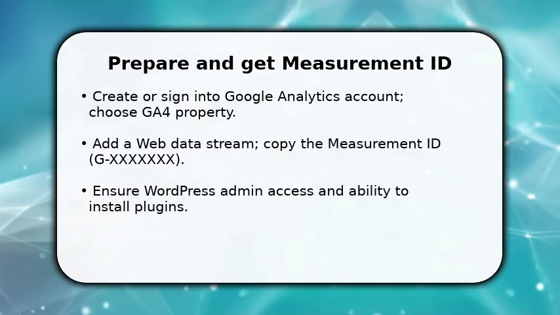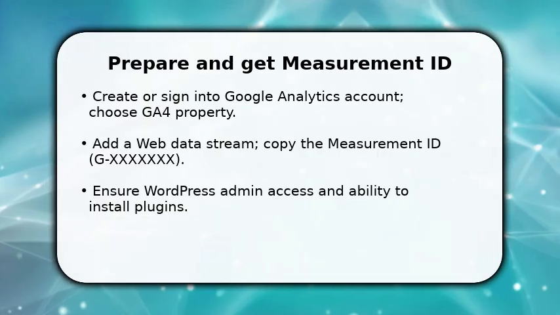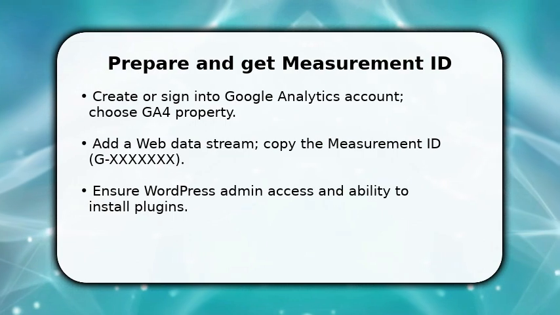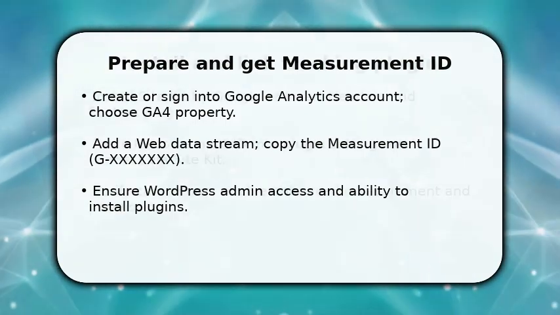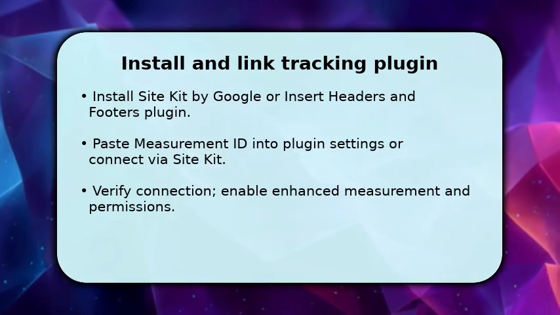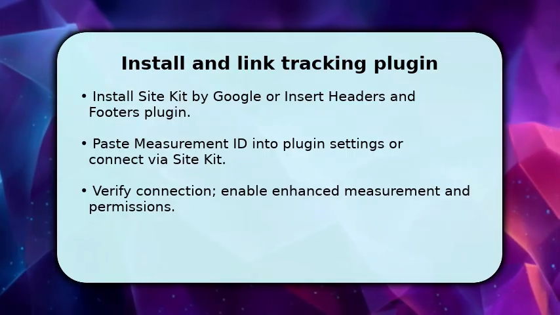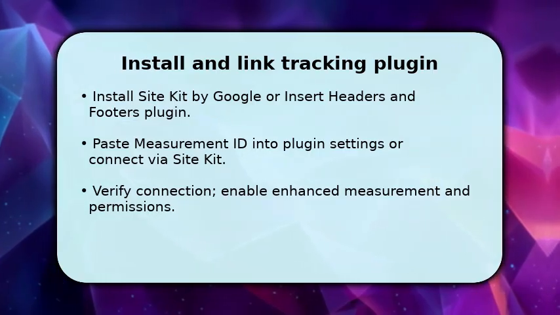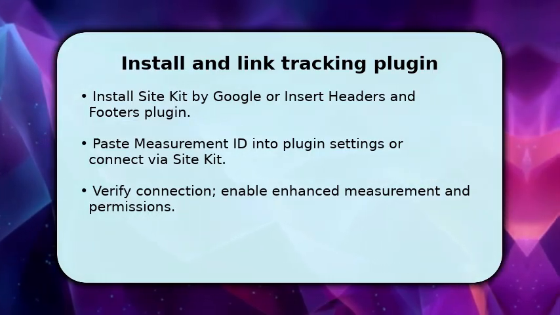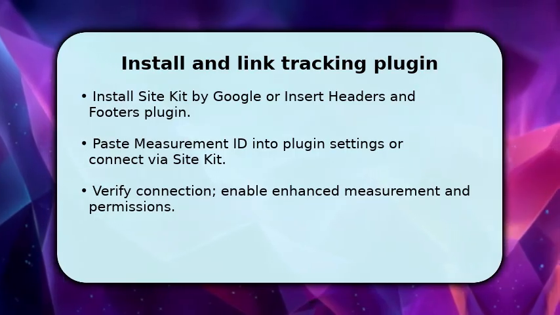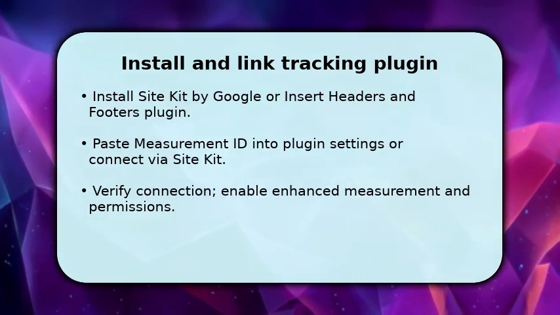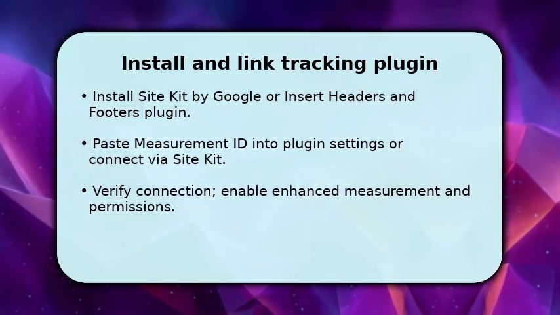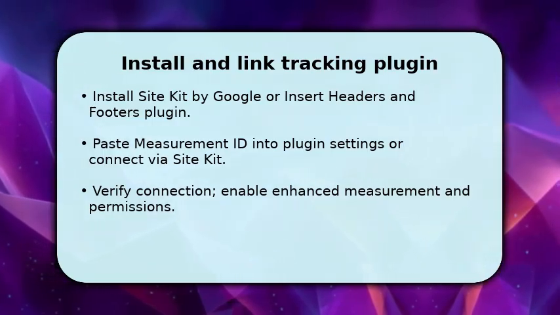After confirming admin rights and copying the measurement ID, move straight to installing the tracking method so Analytics can begin receiving page data. Install SiteKit by Google for the simplest link, or choose Insert Headers and Footers if you prefer manual placement. If using SiteKit, follow its connect steps and sign in to the same Google account. It will detect your GA4 property. If you paste the measurement ID into a header plugin, place it in the head section and save.